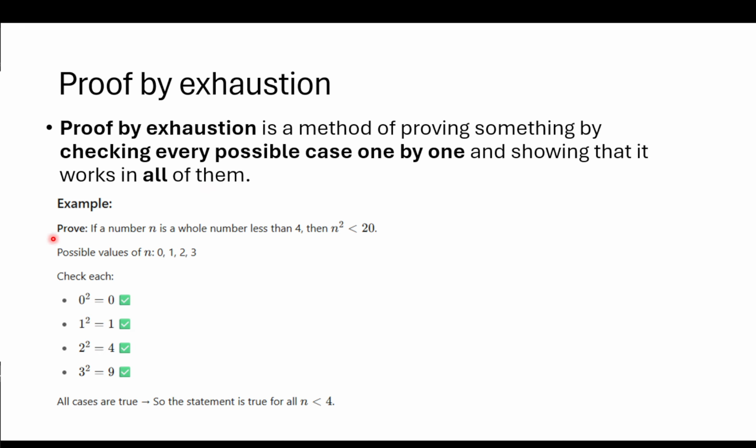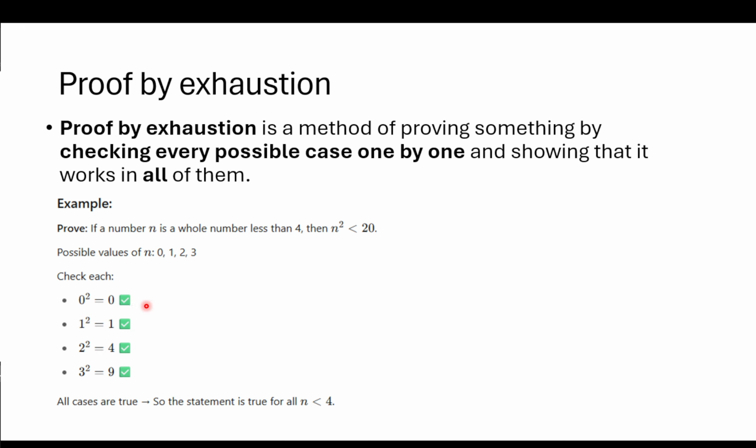So if the example is: prove that if a number n is a whole number less than 4, then n squared is less than 20. Okay, so if we think about it, it says a whole number less than 4. That means the possible values are 0, 1, 2, 3. And now you just want to check that for each number 0, 1, 2, 3, it satisfies n squared is less than 20.